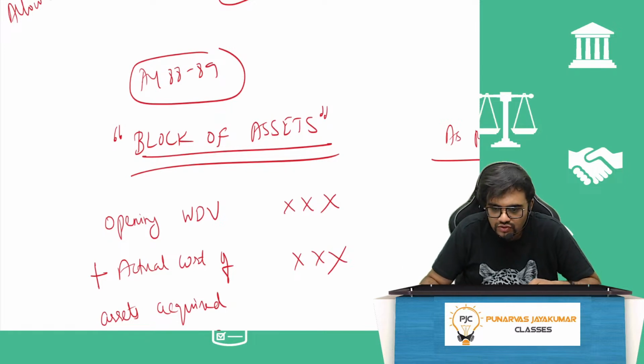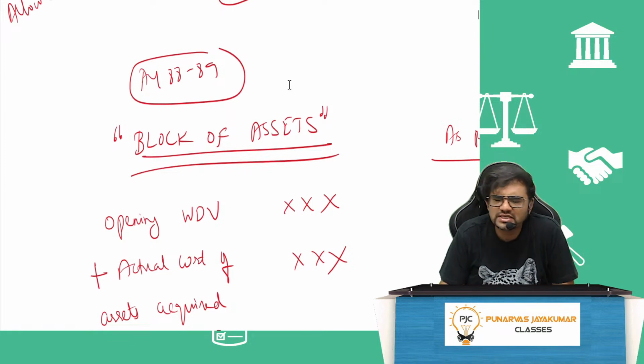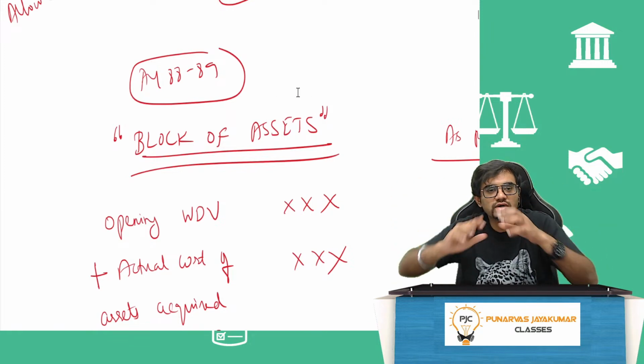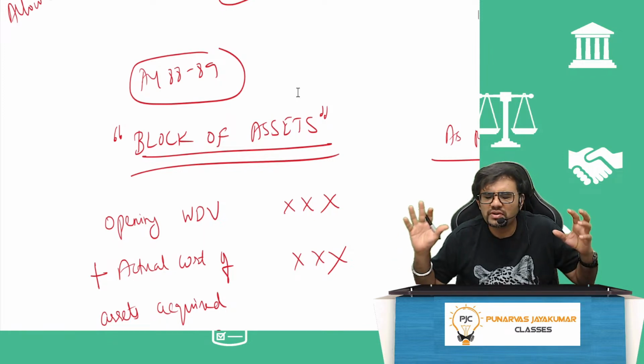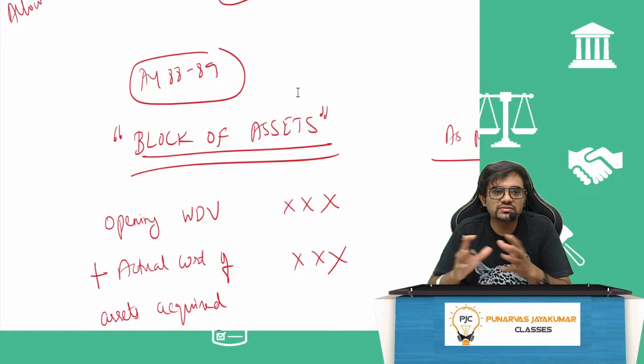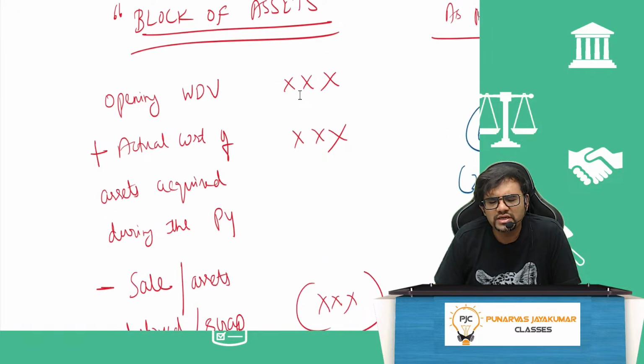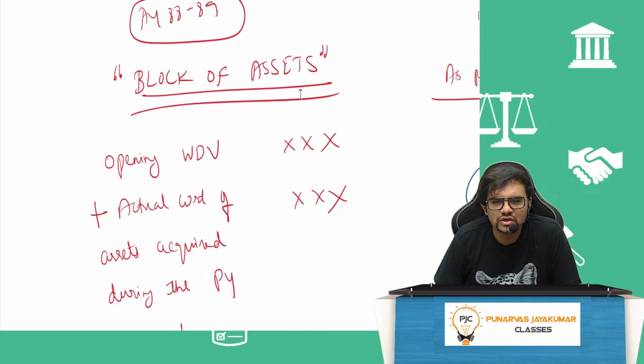They have told that all the assets of a particular class, which the Income Tax Department has decided, are now clubbed into one block. Means all plant one block, all machinery one block, all motor cars one block, all intangibles one block, all buildings one block, all furniture one block, like that. So the moment you enter into a block, you will lose your individual significance. Gone. Individuality is gone. It's all part of the block.